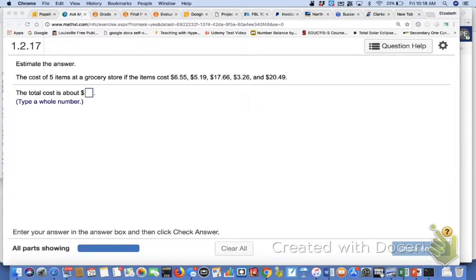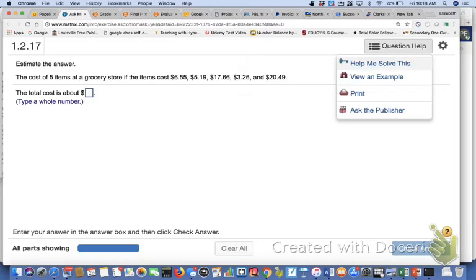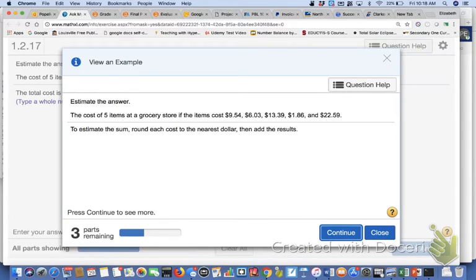Hi, so we're going to go through rounding to the nearest whole dollar, and it's kind of early in the course, so maybe you haven't seen yet. If you are stuck on a homework problem, go right here to the top right where it says question help, and go to view an example. It will give you a problem that's basically the exact same problem, just with different numbers, and it'll walk you through the steps.